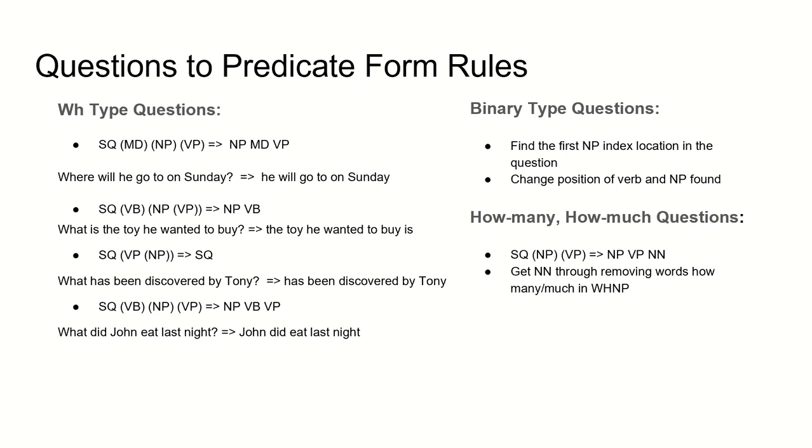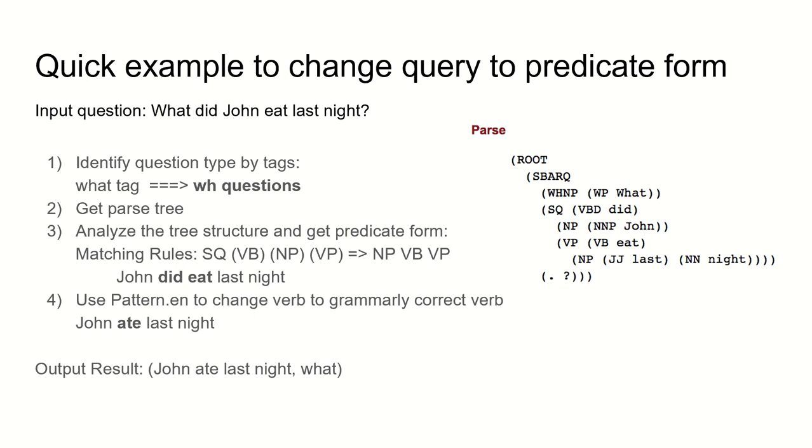Here are the rules we use to change each type of question to predicate form by analyzing the tree structures. For a quick example, if the input sentence is what did John eat last night, we start by identifying that this question is a what question. Then we get the structure of the question and change it to predicate form. Finally, we use pattern.en to change did eat to ate.